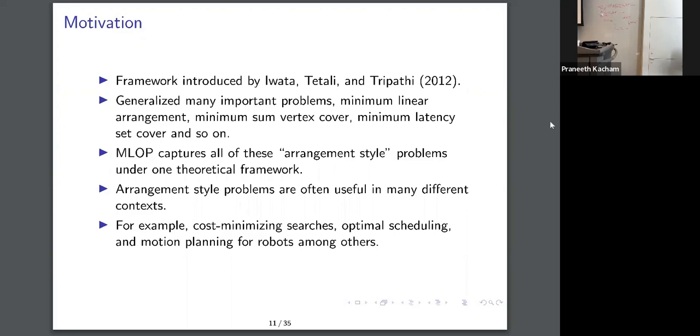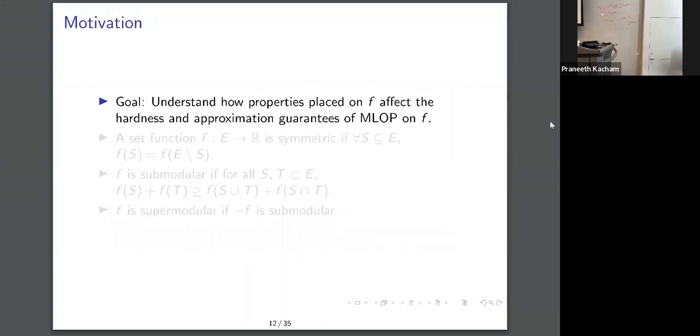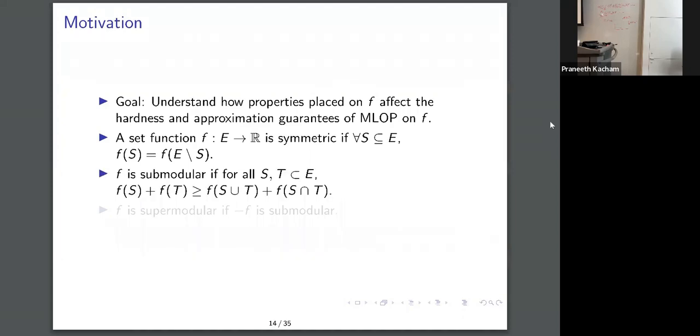And it captures some arrangement problems. For example, it is closely related to scheduling problems: in what order should we take a set of actions, instead of just choosing which actions to take? And because it's a classical and abstract problem, the first two things to study are going to be when f is submodular or supermodular. And by symmetric, we are going to mean the function is equal when complementing a subset. For example, the cut function is symmetric.